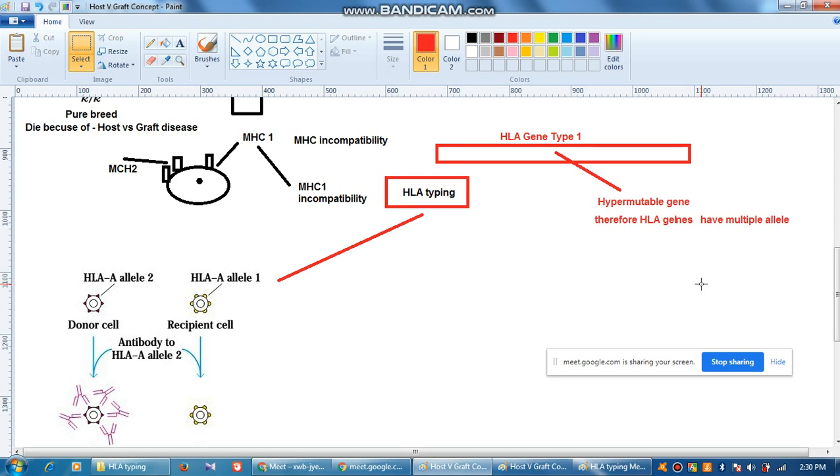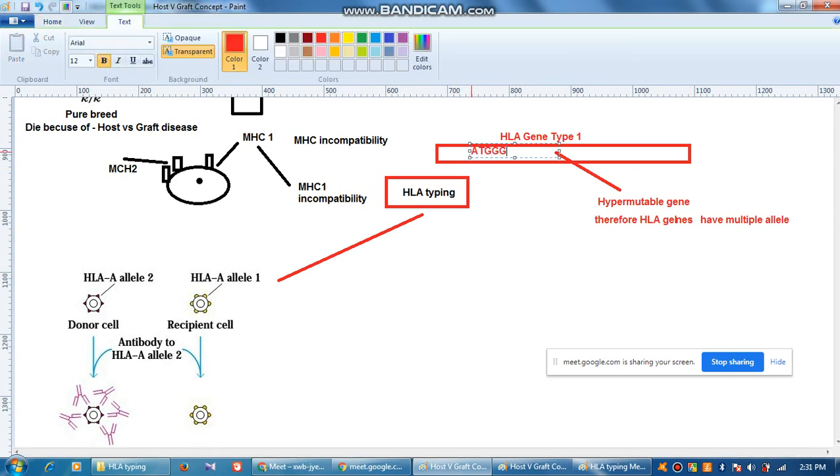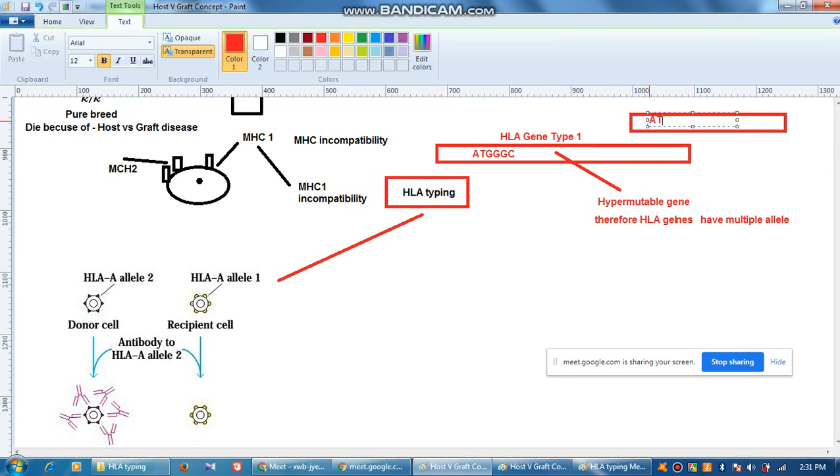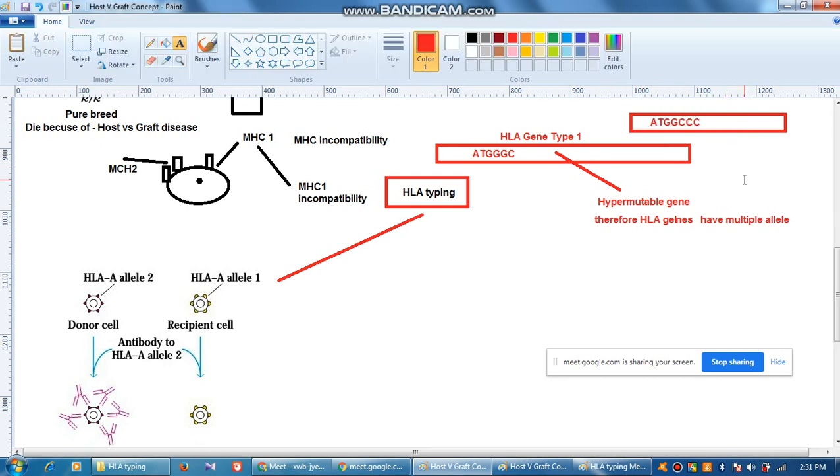in different ways. For example, here we are having like A, T, G, G, G, C. Okay, this is one kind of gene in one human, but the same HLA1 gene in some other individual, the same gene will be like this. Okay, and this kind of variety is not seen in all other genes. A, T, G, G, C, C, C, something like this. Okay, so it is completely different, individual to individual. Okay, so this we should understand.